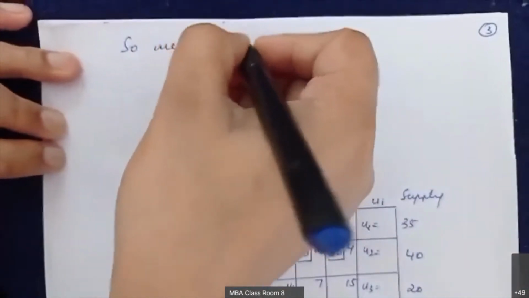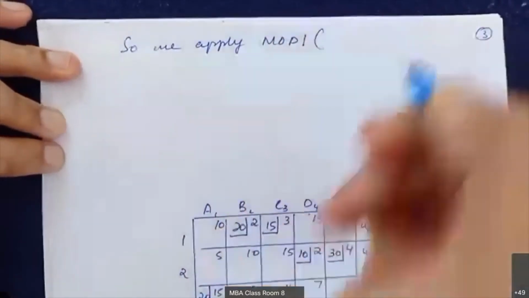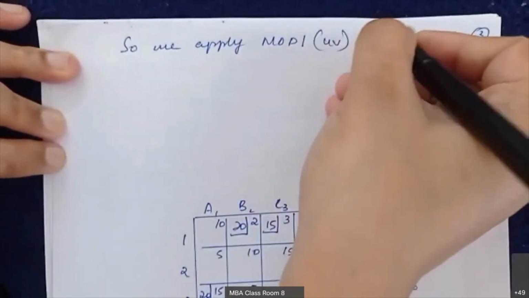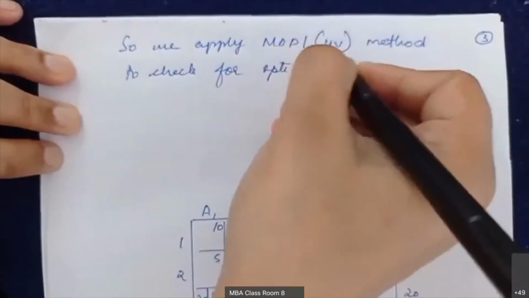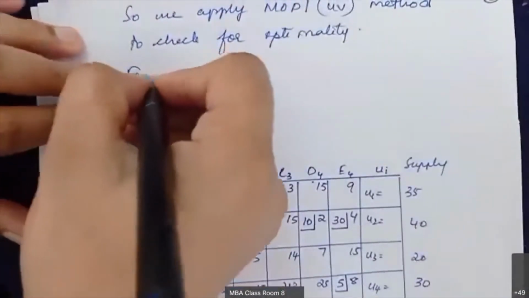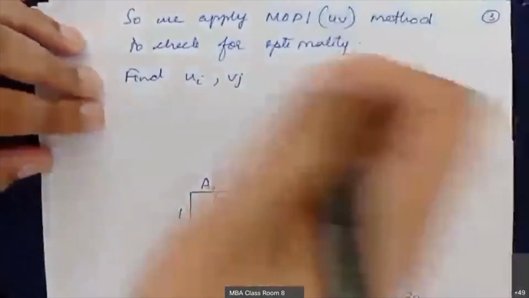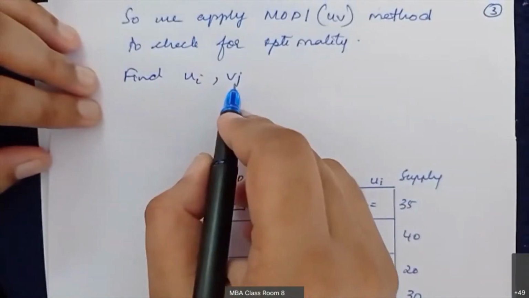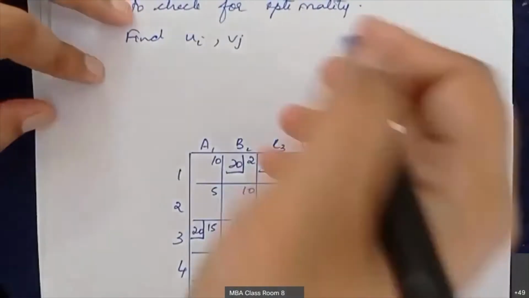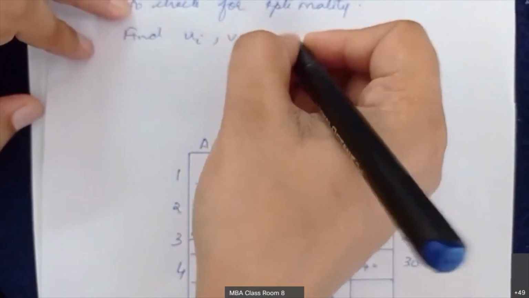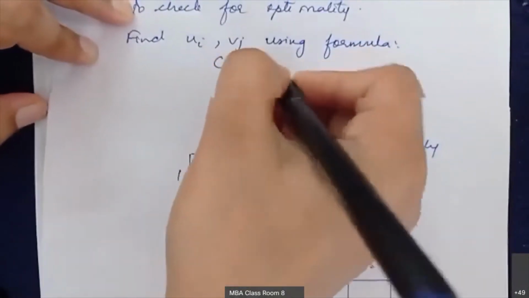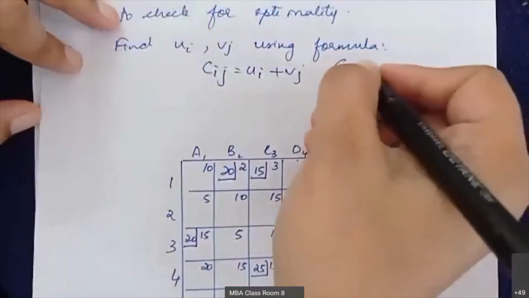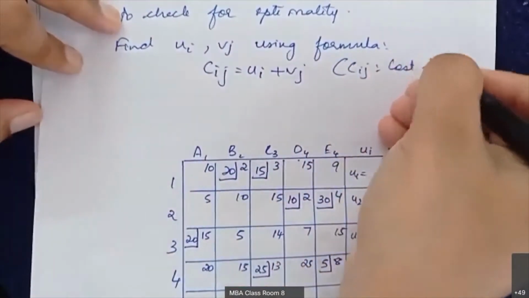So we apply the MODI method. MODI method is also called the UV method, to check for optimality. Okay, we need to find the values of Ui and Vj. Here U corresponds to rows and V corresponds to columns. Okay, using the formula, find here the values of Ui and Vj using the formula. Okay, what is the formula? Cij is equal to Ui plus Vj, where Cij is the cost of allocated cells.